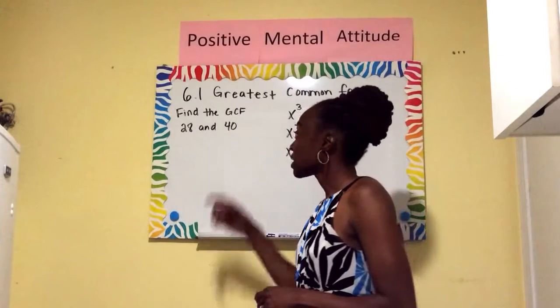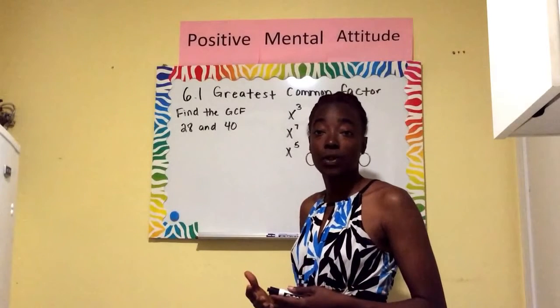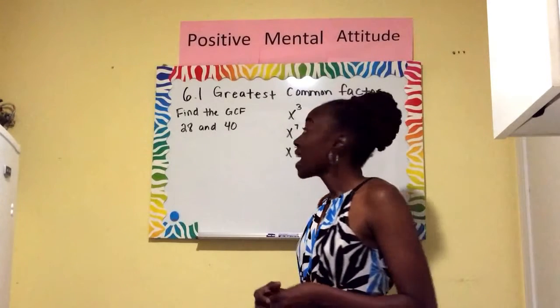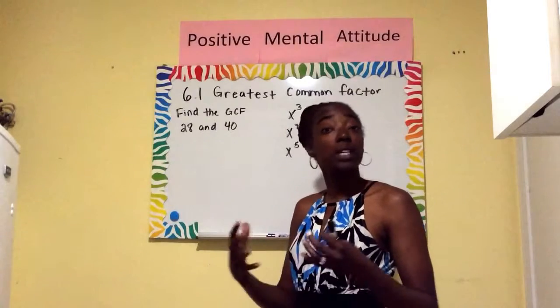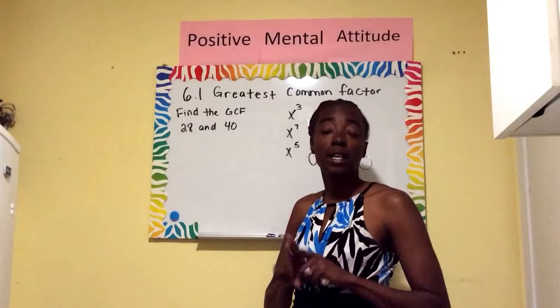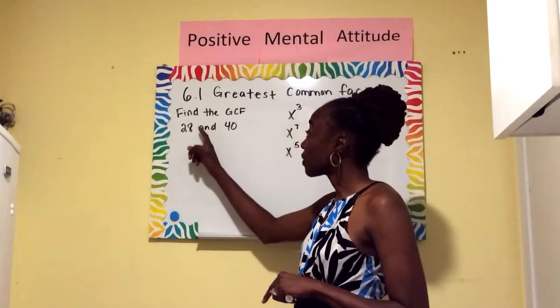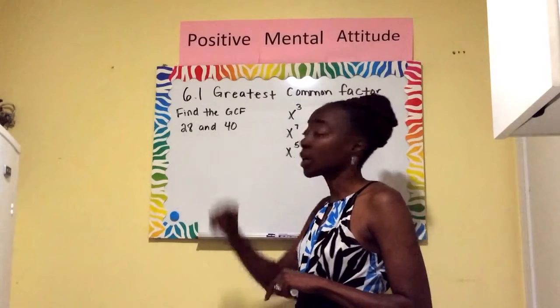In Section 1, it talks about finding the GCF, or greatest common factor. G stands for greatest, meaning the largest number. The C stands for common, which means what they have alike. And the F stands for factors, meaning the numbers that multiply together to get you that number. So the first example we're going to look at is finding the GCF of 28 and 40.